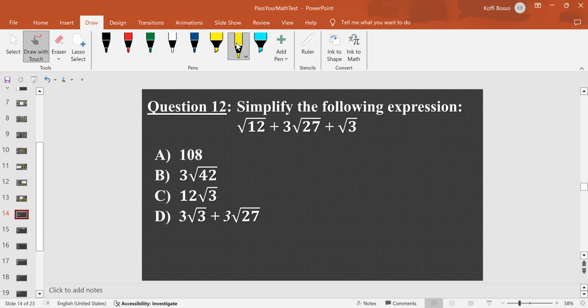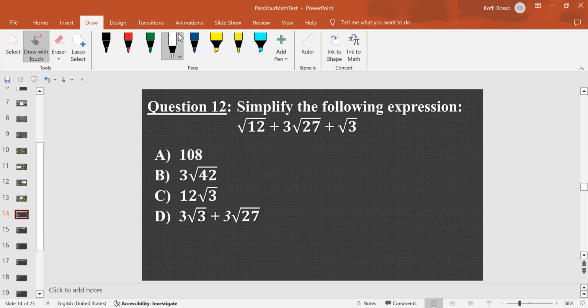Question 12. This is another trick question. Pause the video. Okay, challenge your skills before you see the solution. So simplify the following expression. Okay, so we have the square root of 12 plus 3 square root of 27 plus square root of 3. To solve this question, you have to understand perfect squares.